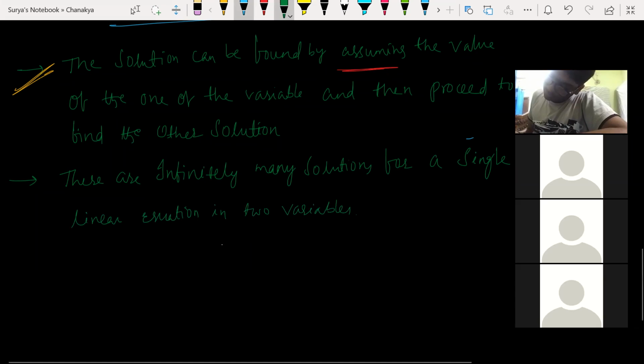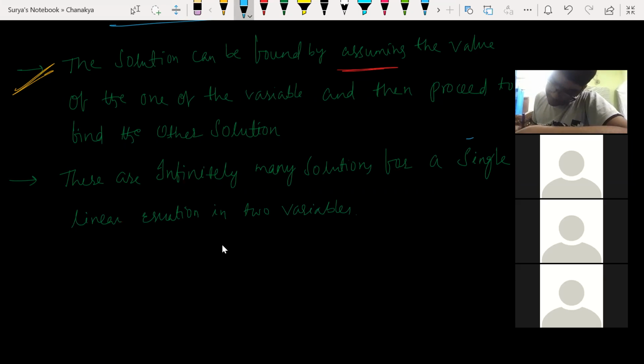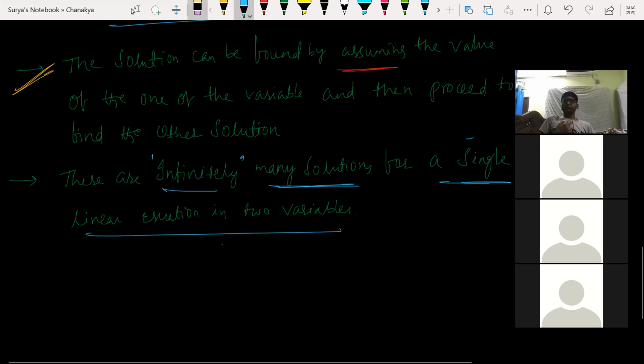Look at this here. You can assume any value. You can take x is equal to 0, x is equal to minus 1, x is equal to 2, minus 3, minus 4, minus 5, 1 lakh, 1 crore, million. You could assume any value of x for finding the other value. Getting my point? There are infinitely many solutions for a single linear equation in two variables. You will be having infinitely many solutions. Getting my point?